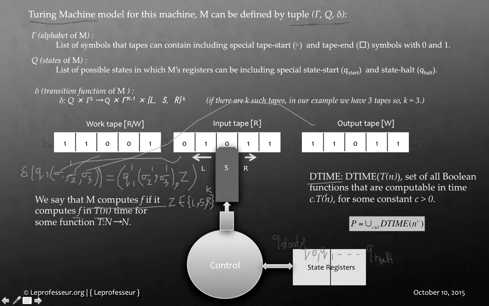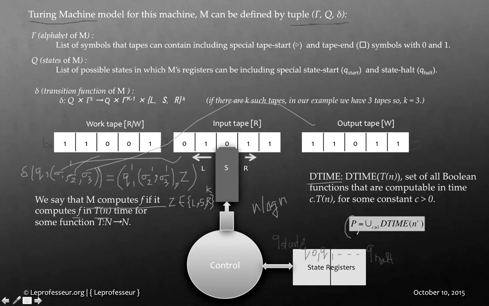and t is some function of n, and it can be any number, for example n log n, and c is any constant. So it's a family or set of all those functions which can be computed in deterministic time. Now we can define our first complexity class of problems, that is P.